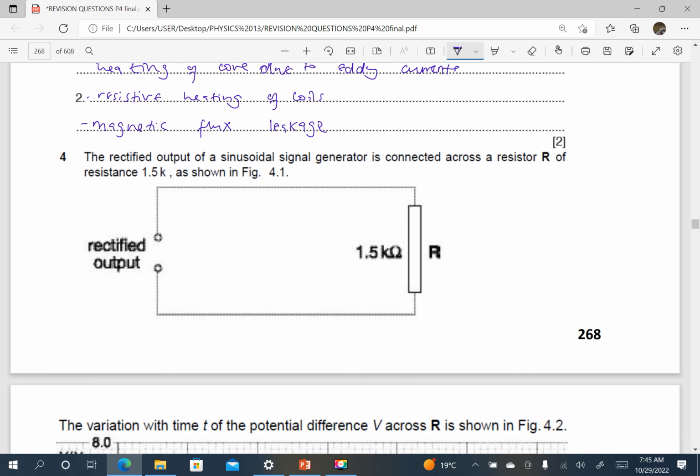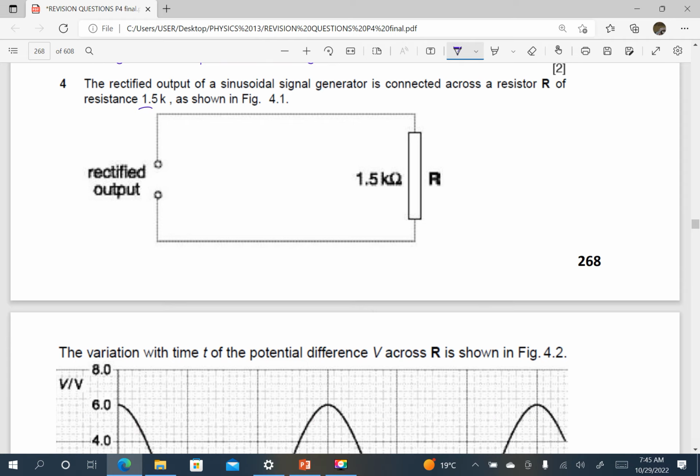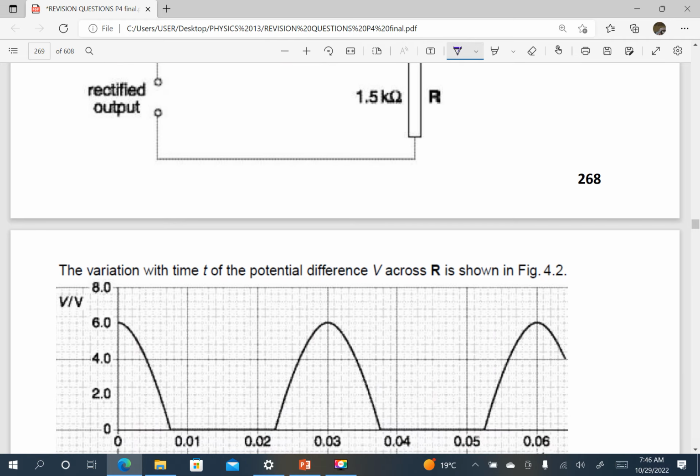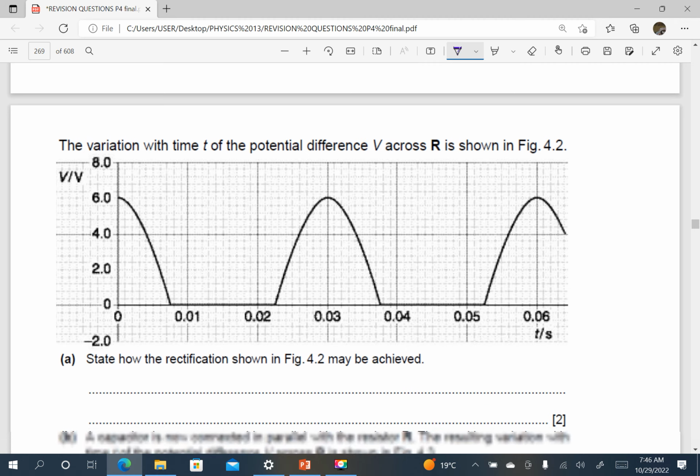Okay, next, the rectified output of a sinusoidal signal generator is connected across a resistor R of resistance 1.5 kilo ohms as shown in the diagram. The variation with the time t of the potential difference V across R is shown in the figure. This figure is faint, but we shall still use it. State how the rectification shown in the figure 4.2 may be achieved.